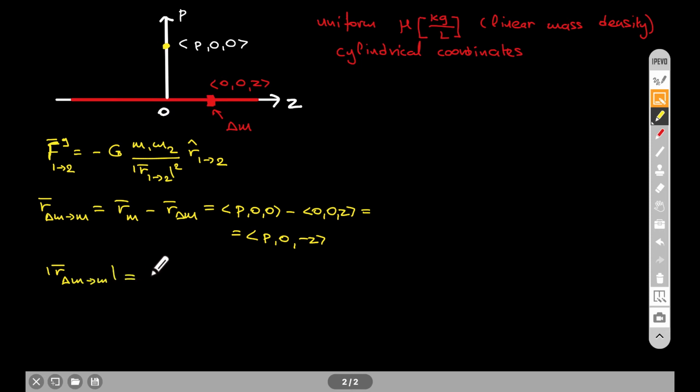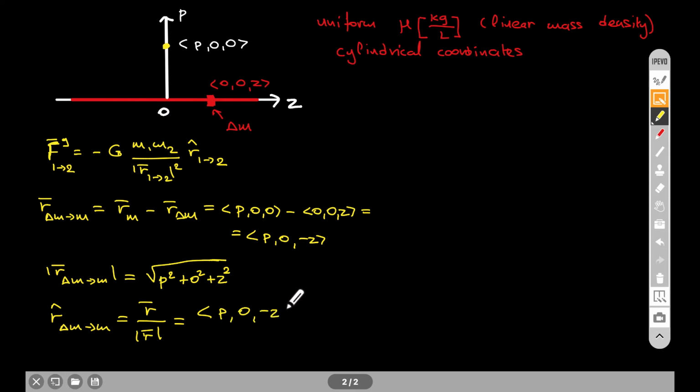And the magnitude is calculated as the square root of the sum of each component squared. The minus will go away since I'm only looking at the square. And then the unit vector is calculated as the vector over the magnitude. And what this gives me is (rho, 0, -z) over the distance.